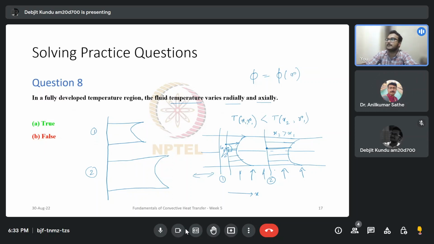But if I non-dimensionalize this, if I take t wall of x minus t of both x and r, over t wall of x minus tm, which is again a function of x, this function phi, the non-dimensional temperature, is a function of radius only. So if I take a derivative with respect to x, this is not a function of x. This becomes 0.